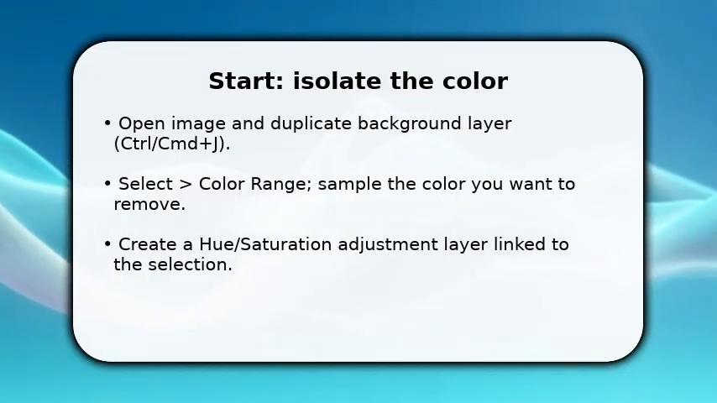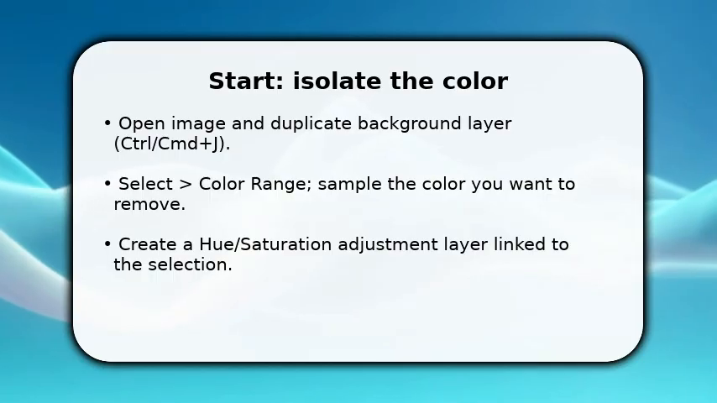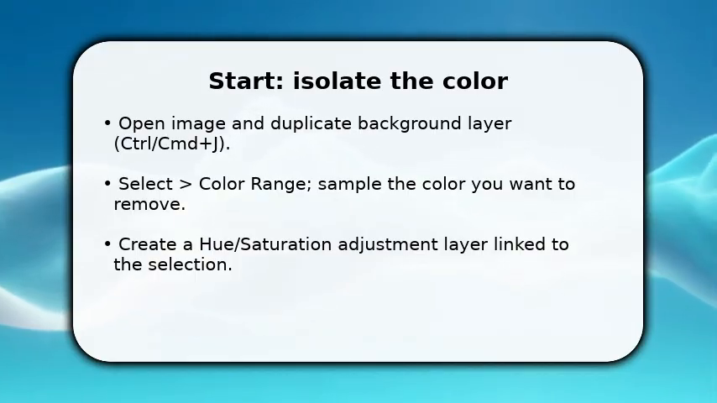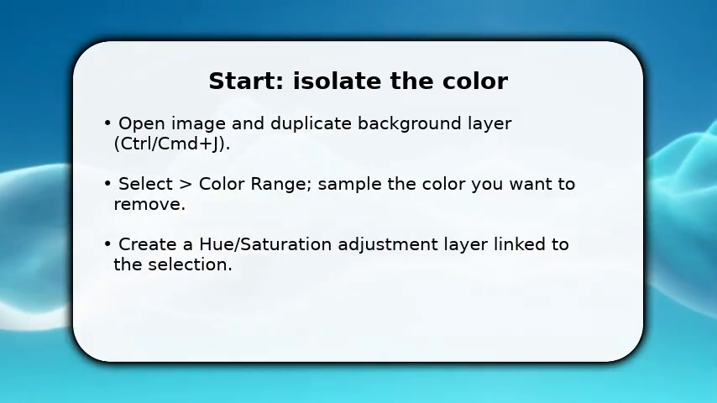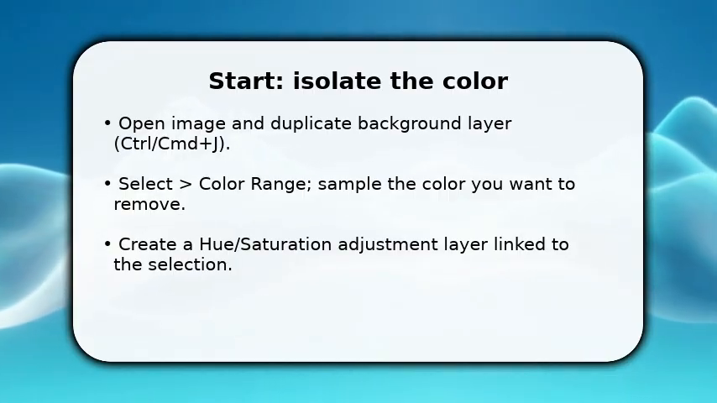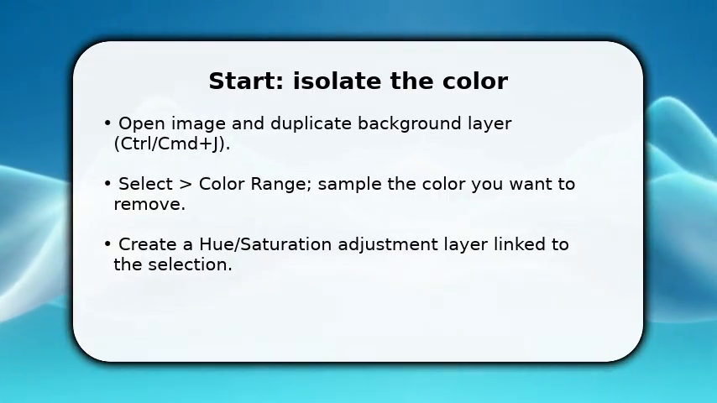Increase fuzziness until most of that color is selected. Once done, add a hue/saturation adjustment layer. It inherits the selection as a mask. Now lower saturation or shift hue to neutralize the color while keeping surrounding tones intact, which prevents global desaturation.